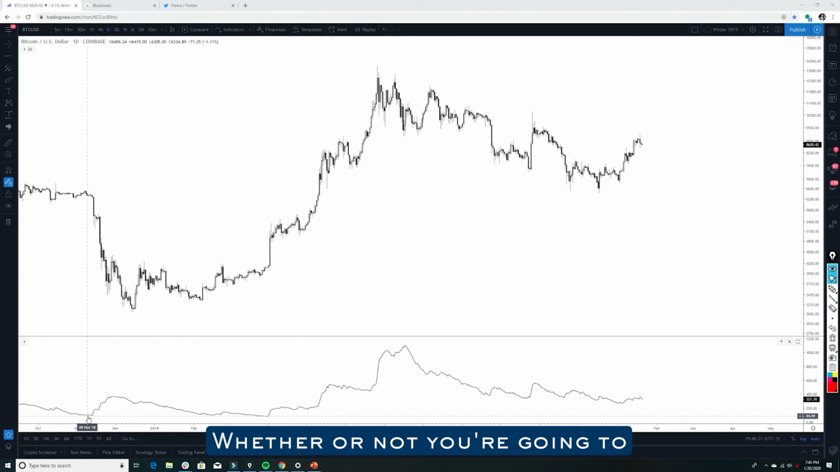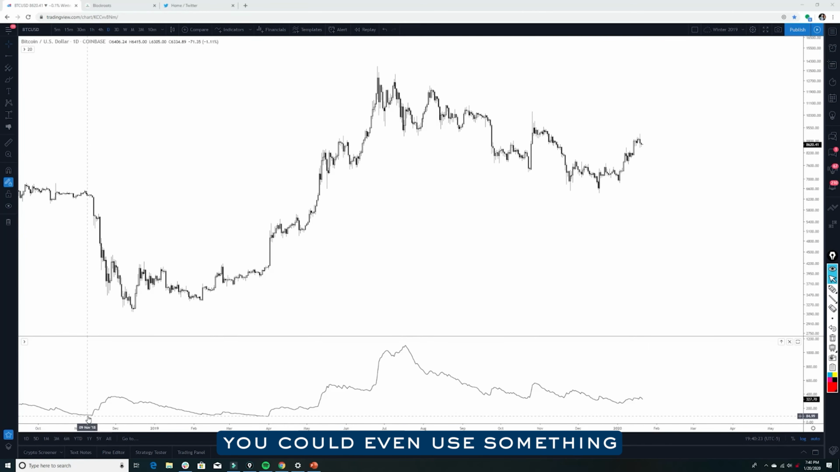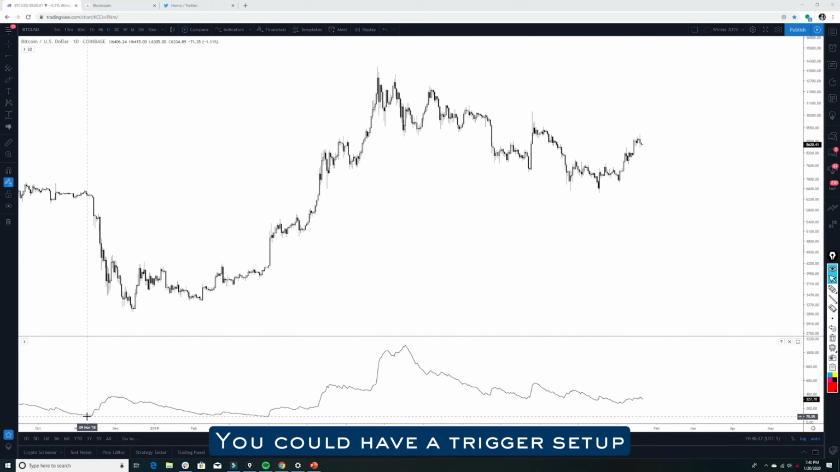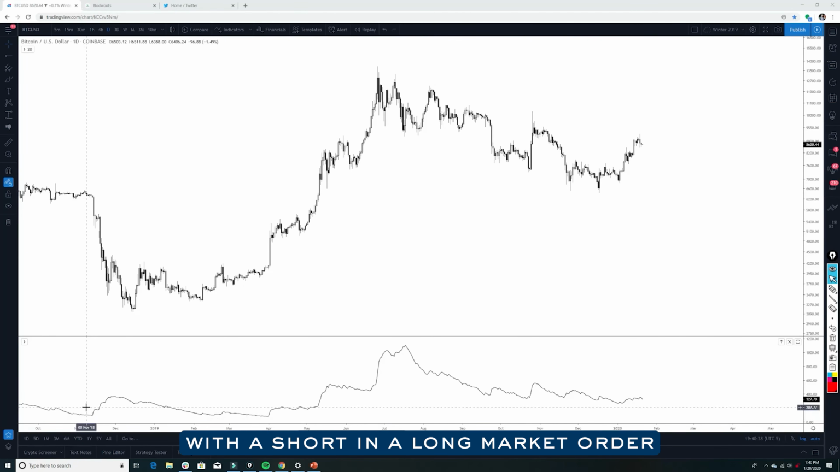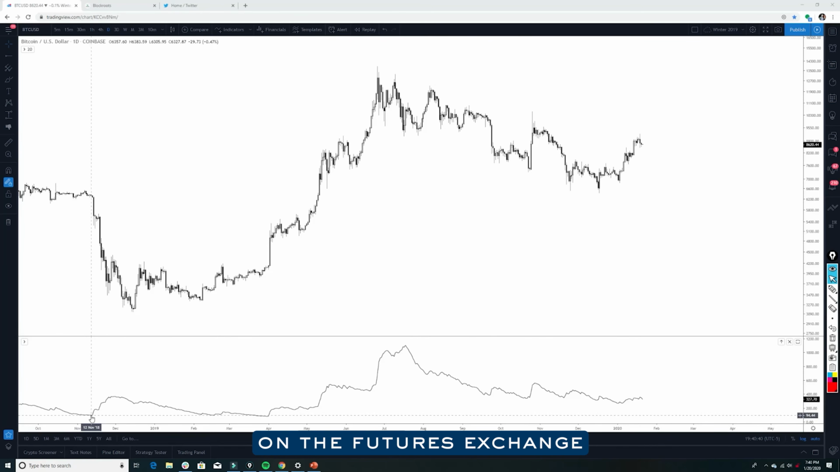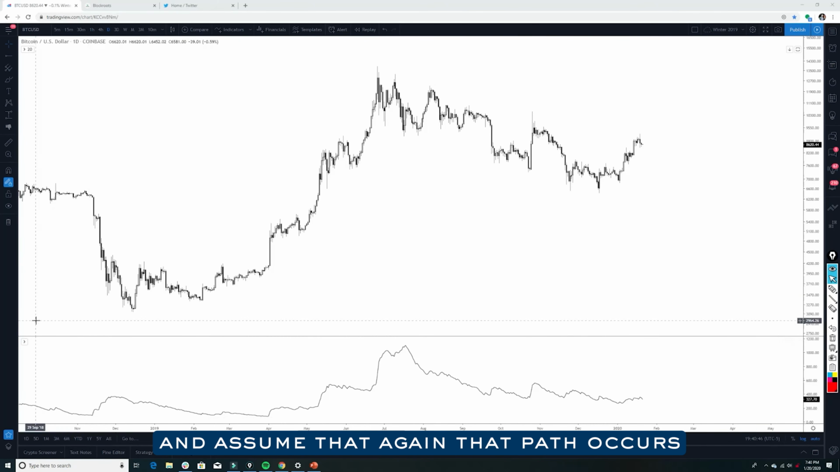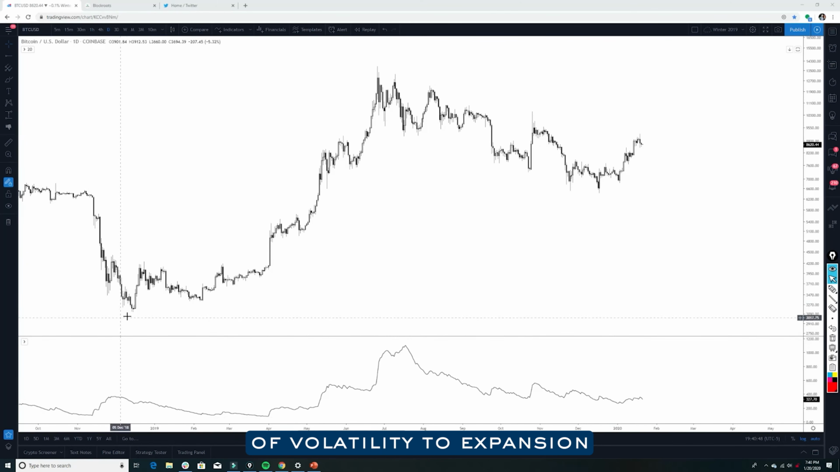Whether or not you're going to, you could even use something like an options play, like a strangle or a straddle. You could have a trigger setup that is using market orders for shorts and longs. So you could collar price with a short and a long market order on the futures exchange. You could identify these periods where price action is really compressing, where volatility is dropping off, and assume that again that path occurs where you go from compression of volatility to expansion.